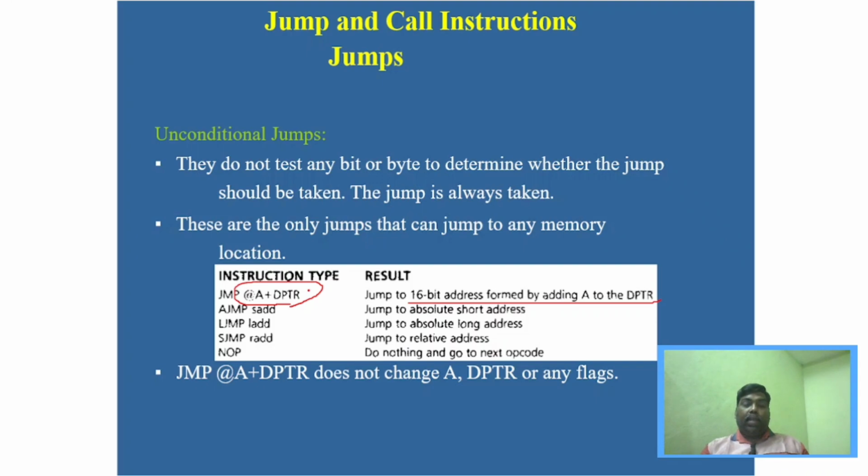So jumping to this address, you can see here, jump to the 16-bit address formed by adding A and DPTR. Similarly, AJMP, that is absolute jump. I have already explained about absolute addressing as well as long addressing, where we use absolute addressing and where we use long addressing. Whenever we use the external memory, the complete memory, we have to use long addressing.